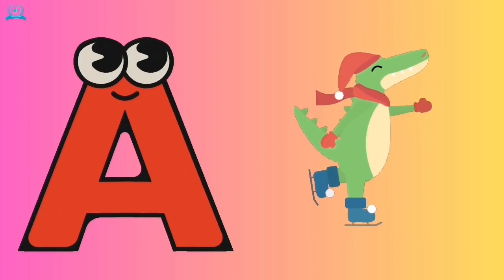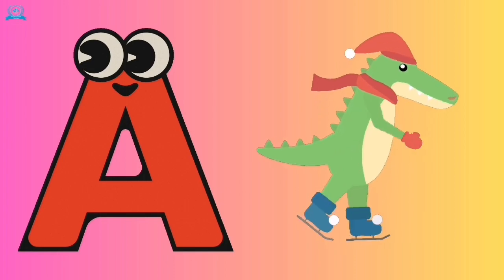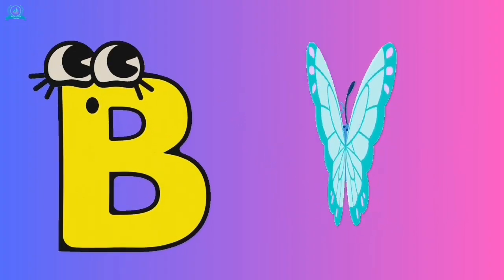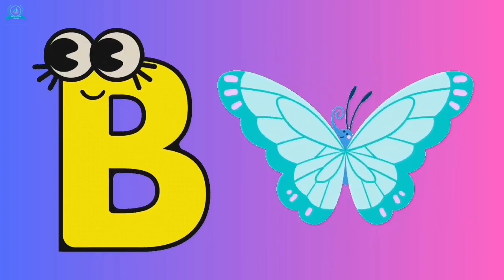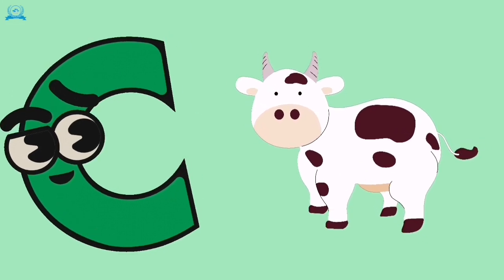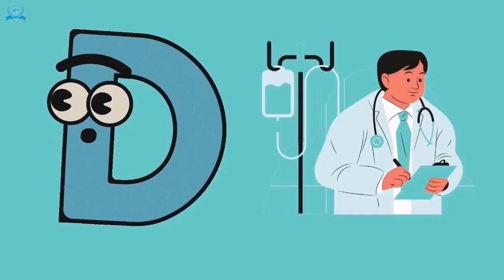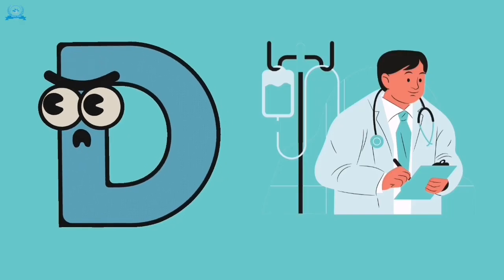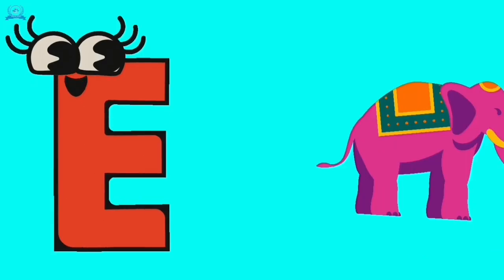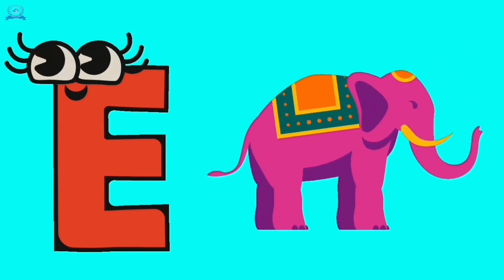A for alligator. B for butterfly. C for cow. D for doctor. E for elephant.